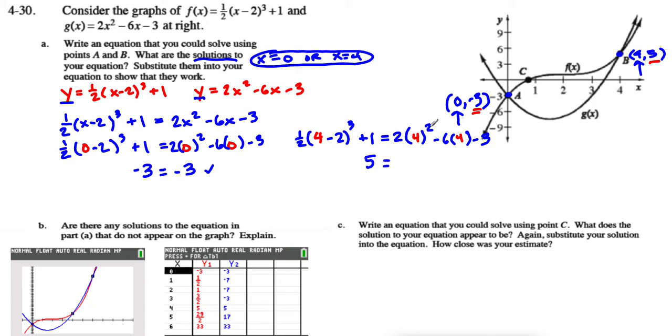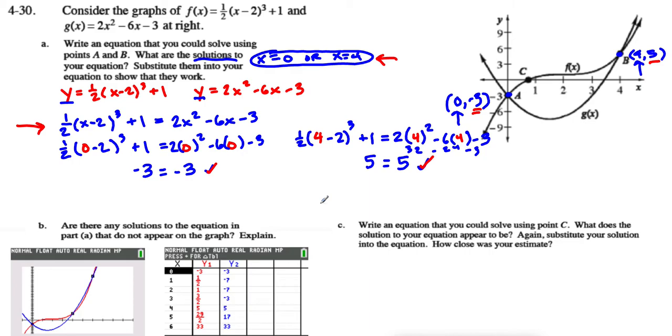Here we've got 4 squared is 16 times 2 is 32. I want to write that down so I don't forget it. 6 times 4 is 24, so we're subtracting 24, and then subtracting 3. 32 minus 24 is 8, minus 3 is 5. So we know that that solution also works on that side. So our equation they asked us to come up with is right here. These are the solutions, and we've shown our work down here that it works out. Let's move on to part B.